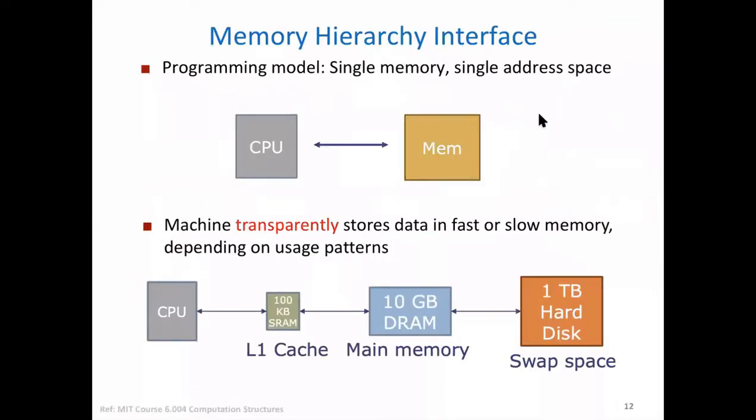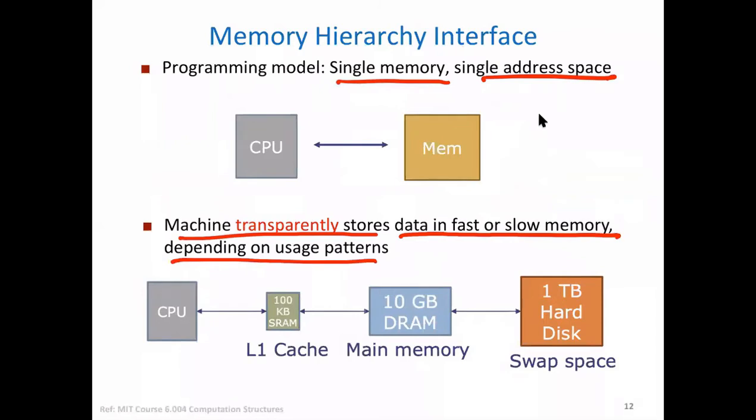All right. These two points we have already covered. So programmers will use a single memory, a single address space, and the machine transparently stores data in fast and slow memory depending on usage pattern. Depending on what kind of data your program is using, it will bring it to the highest level, L1 cache. If it's not required, then it will move it back to main memory or second or third level cache, and so on. And if your program is not running, then it may move back to hard disk. All right. Any question?